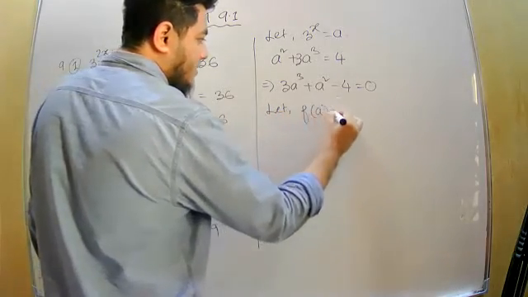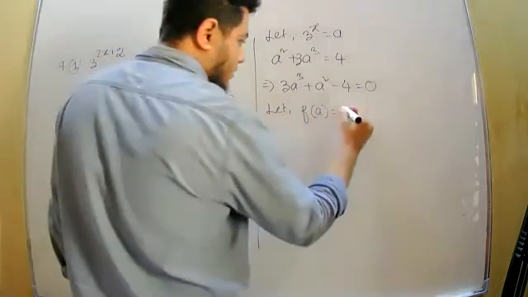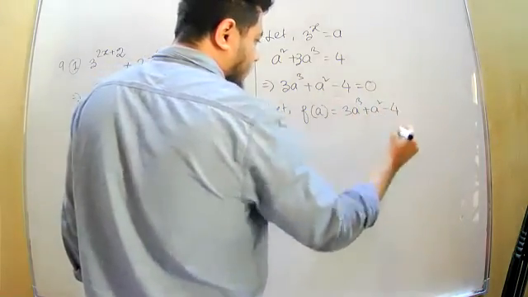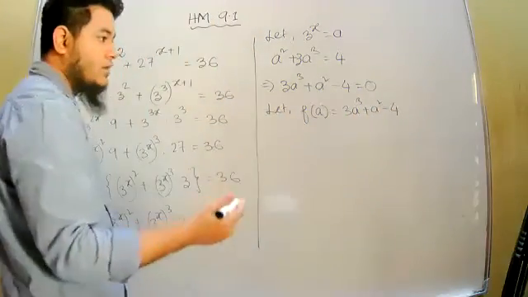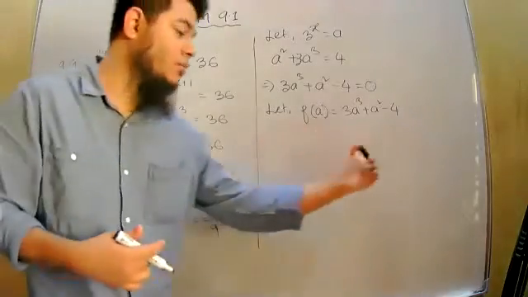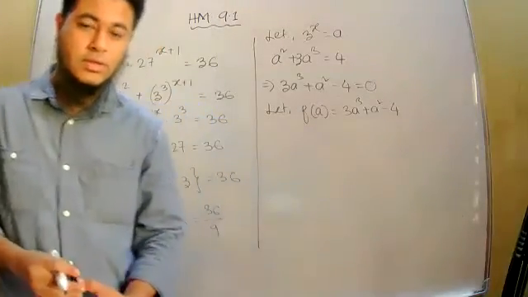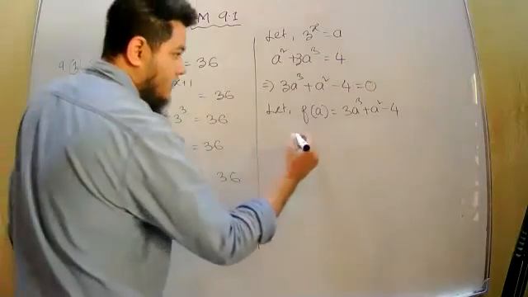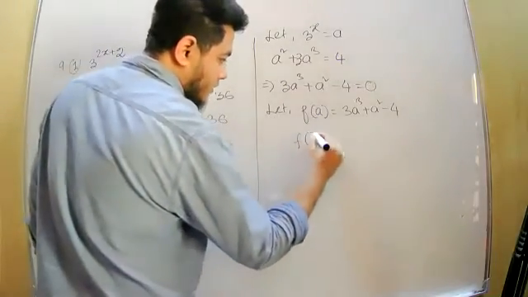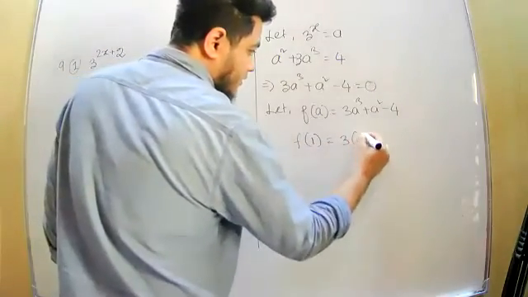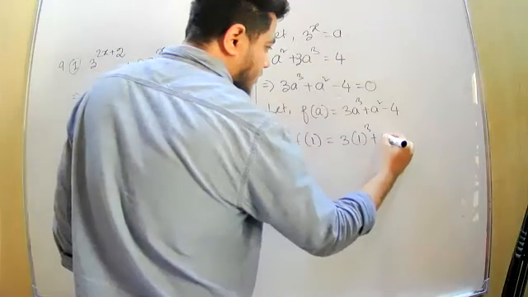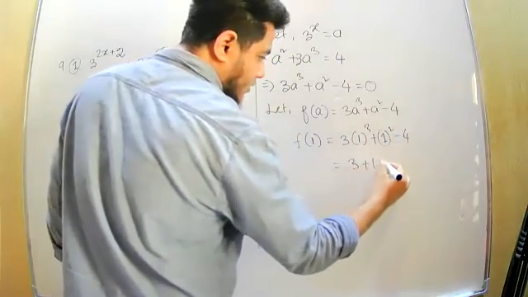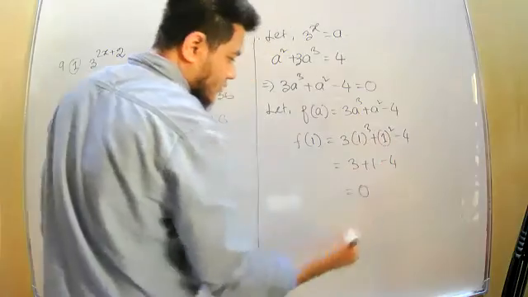Let f of a is equal to 3a cube plus a square minus 4. So from here we have to find out for which value of a we get 0. Okay, so you will start by putting f of 1. So we will put f of 1 first, then 3 cube plus 1 square minus 4. So 3 plus 1 minus 4, yes, it is 0.